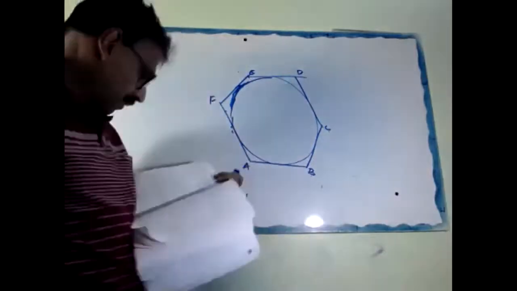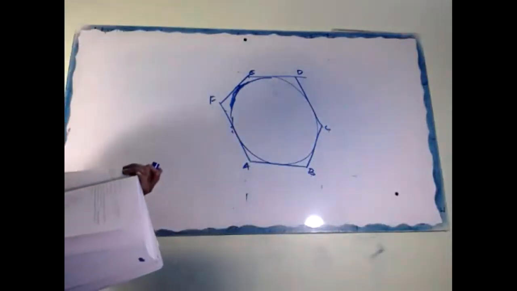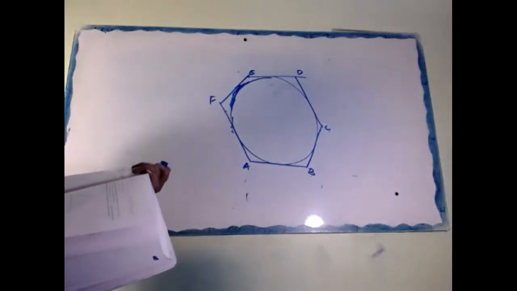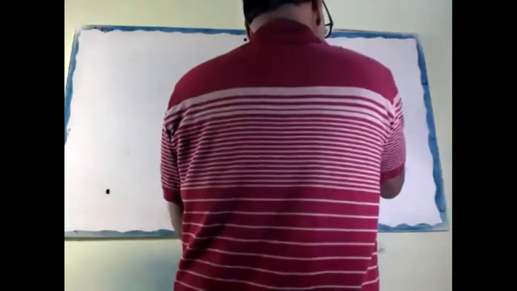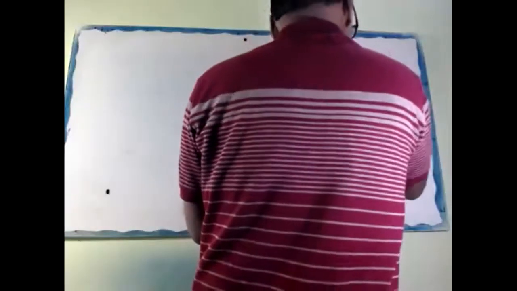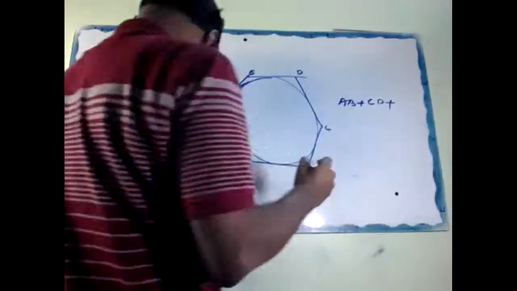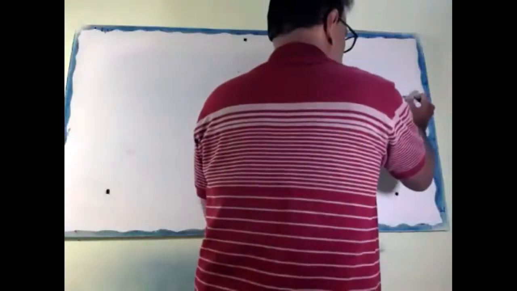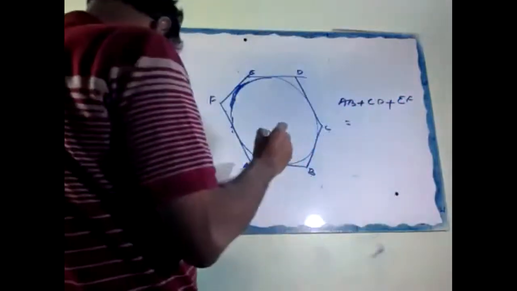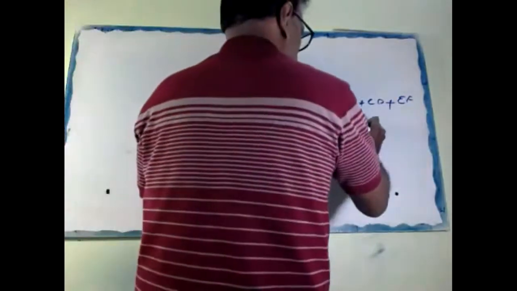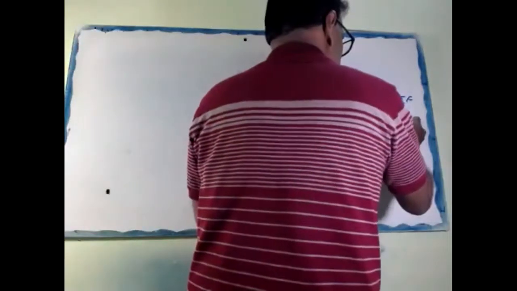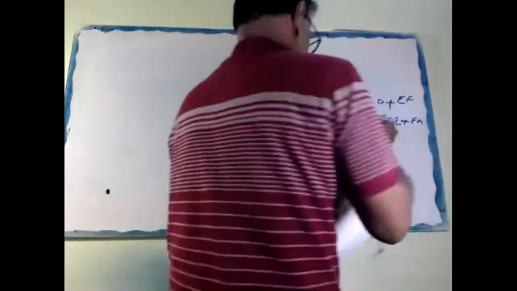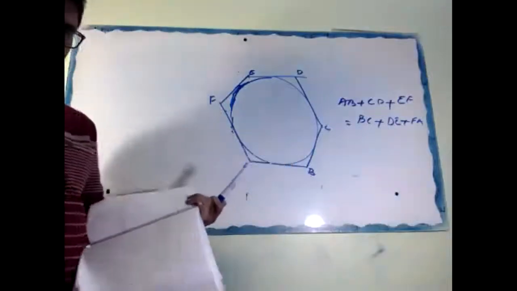So what do you show? AB plus CD plus EF equal to, what do you find out? AB plus CD plus EF equal to BC plus DE plus FA.